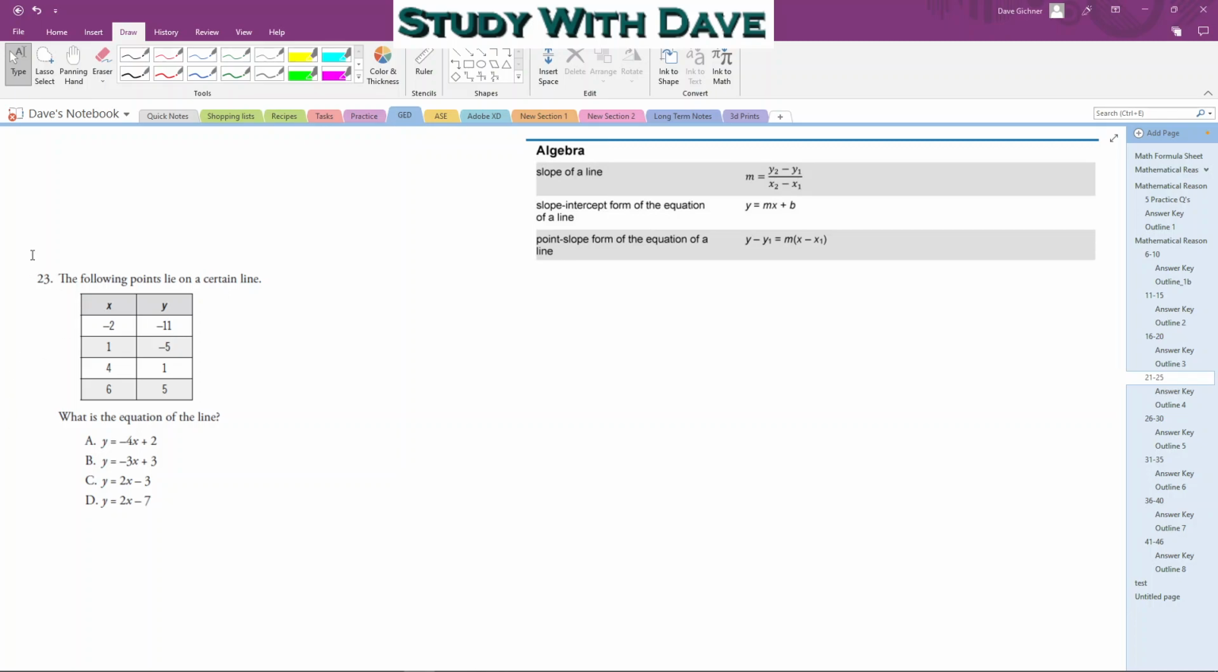Problem 23. The following points lie on a certain line. What is the equation of the line? Well, this one you can actually do multiple ways.